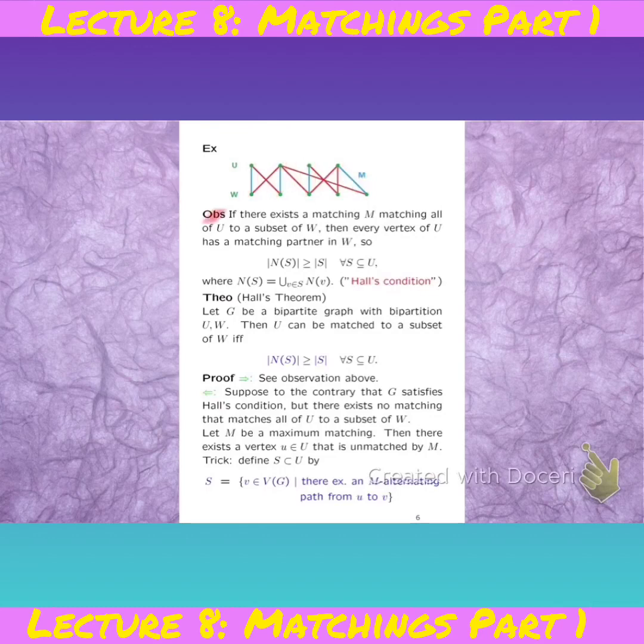Just an interesting observation. If there exists a matching M matching all of U to a subset of W, then every vertex of U has a matching partner in W. So a direct consequence of this is that the cardinality of S is at most the cardinality of N(S) for all subsets S in U, where N(S) is just the neighborhood set of S. What the neighborhood set of S is: you take every vertex in S, you look at its open neighborhood, and basically you take the union over all vertices in S. So that is the neighborhood of S, and that's also known as Hall's condition.